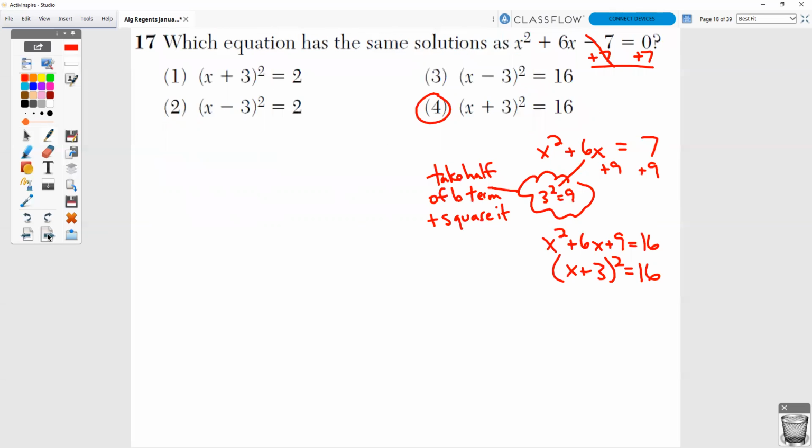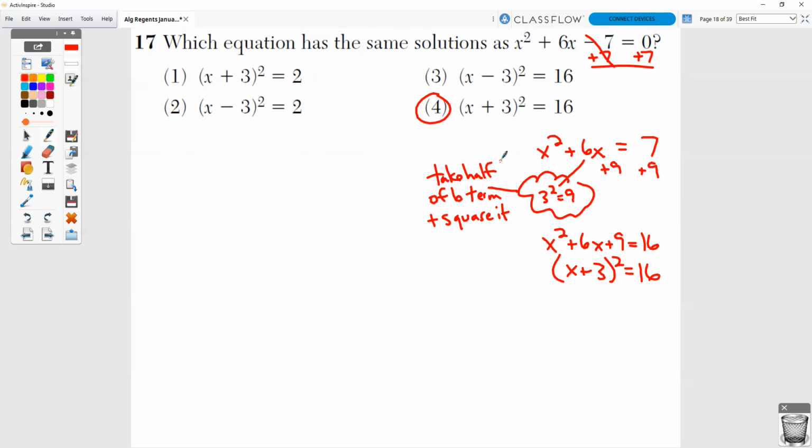In question number 17, which equation has the same solutions as this? Now, when you take a look at this, normally I would say like type it into the calculator or something like that. You could, but you need these set equal to 0 as well. That would be a valid way to do it if you set this side equal to 0, so do -2 and -2 and then graph them and see. You could do that.